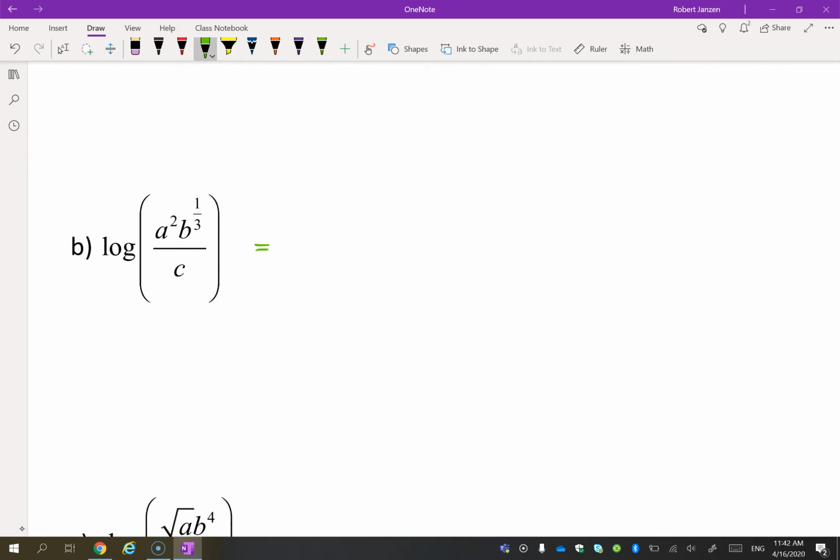Okay, let's try another one. Log a squared, wait a second, I'm going to put that squared here, plus log b to the 1/3, except I'm going to put that 1/3 in front, and then minus log c.